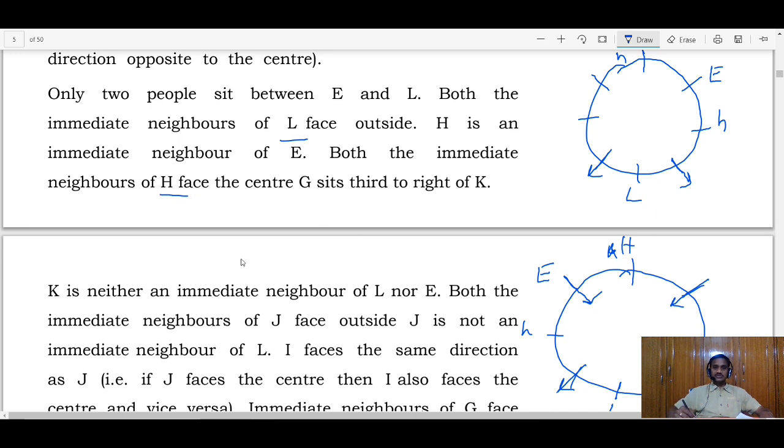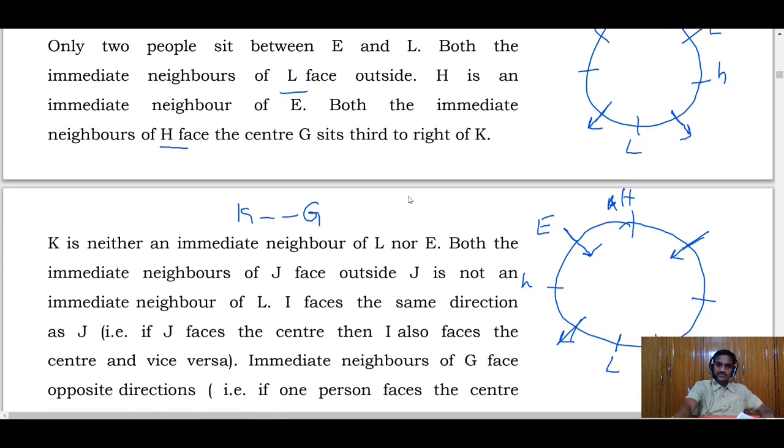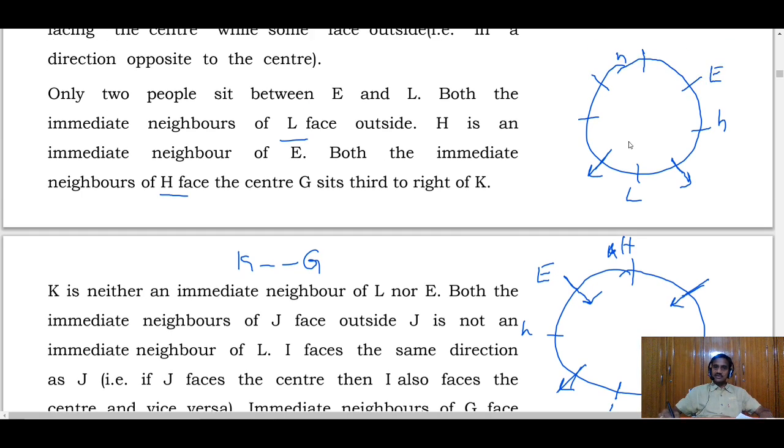And G sits third to the right of K. Now G is seated third to the right of K. Now what information do we have? G sits third to the right of K, and K is neither an immediate neighbor of L nor E. K cannot be in these two places. Hence K must be in these two places. Now if K is here, counting 1, 2, 3, G can be in these two places.